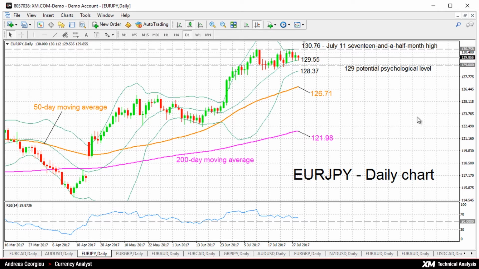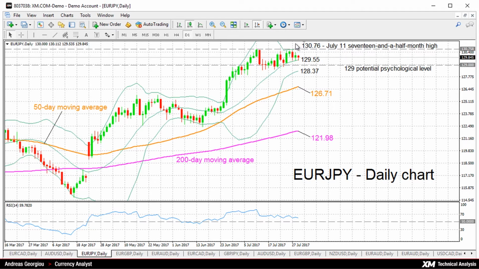So starting with euro yen and looking at RSI, we can see that the indicator has been predominantly moving sideways recently, hinting to neutrality. We can also notice that the price has been ranging sideways throughout this period. If the price advances, the upper Bollinger Band at 130.71 combined with the July 11 17.5 month high of 130.76 could act as a barrier to the upside.